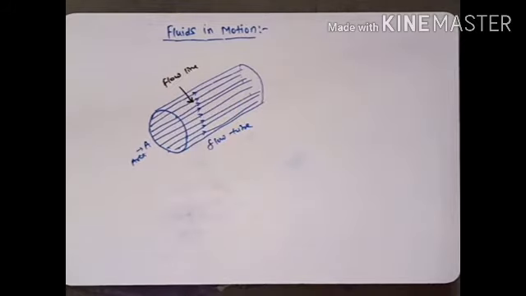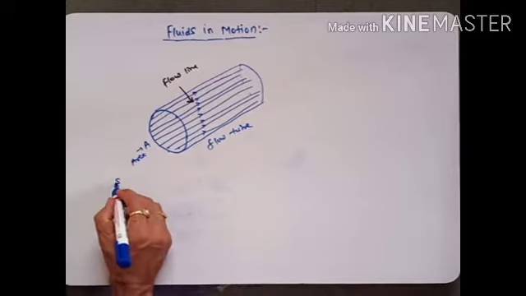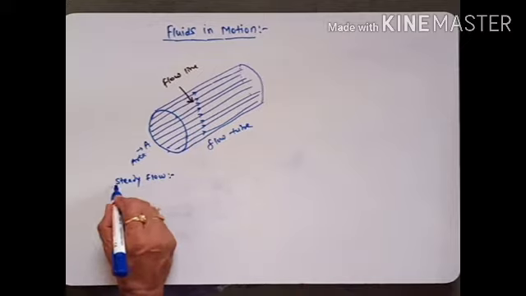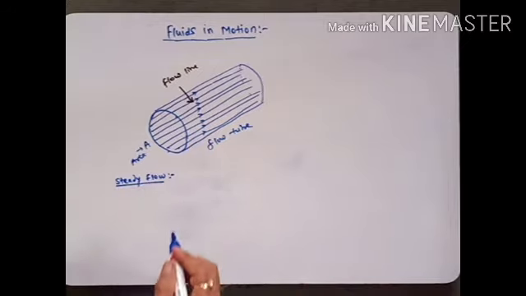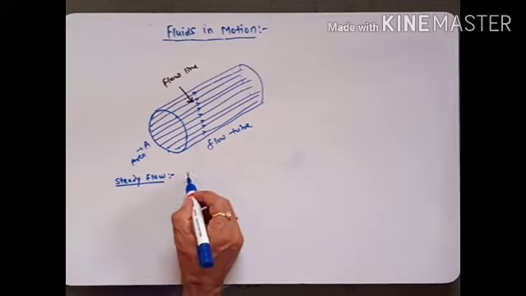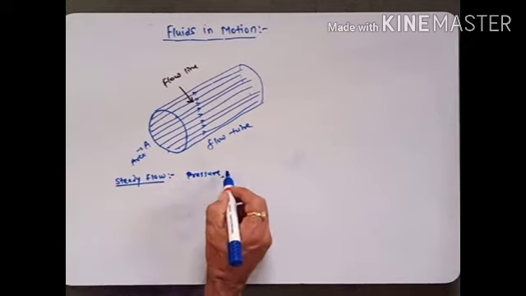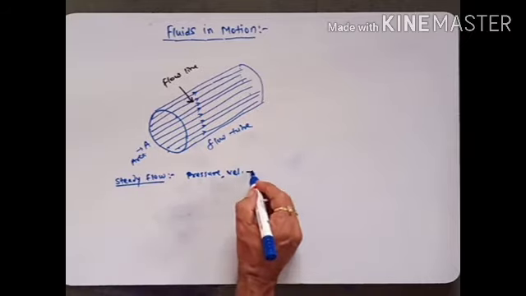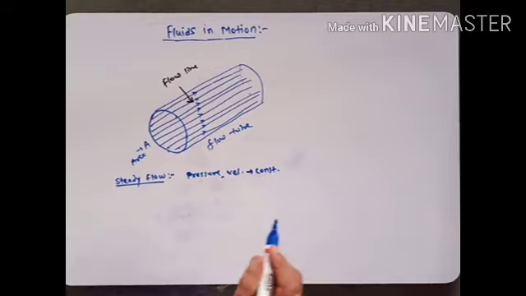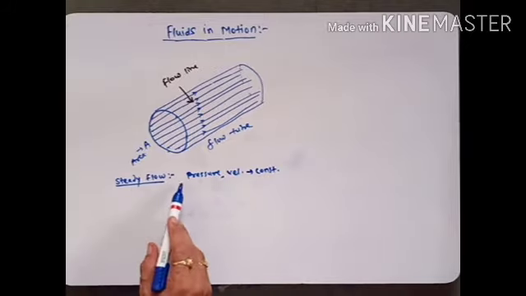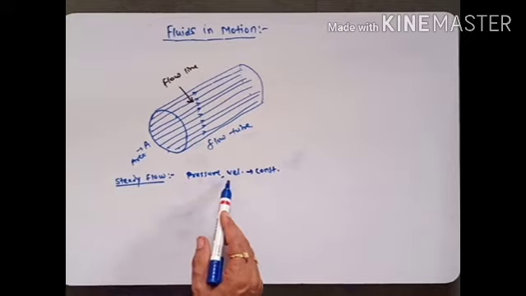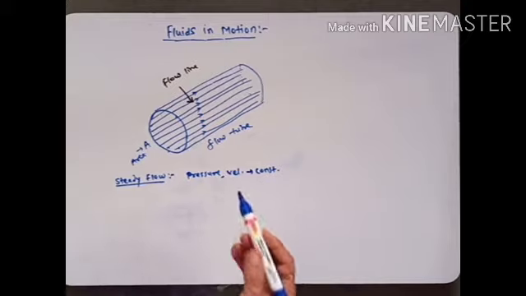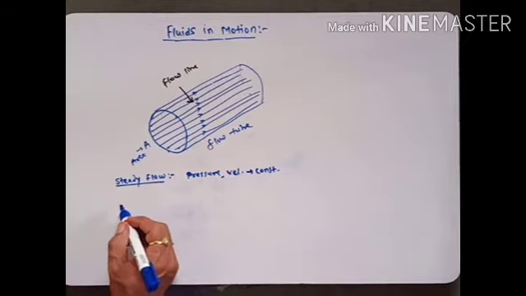Now here we consider different definitions. First, steady flow. What is meant by steady flow? Here the measurable properties, that is pressure and velocity at a given point, or at all points, are constant. Then that flow is called steady flow. That means the measurable property, pressure or velocity of a fluid at a given point, is constant at all times. So it is called a steady flow.